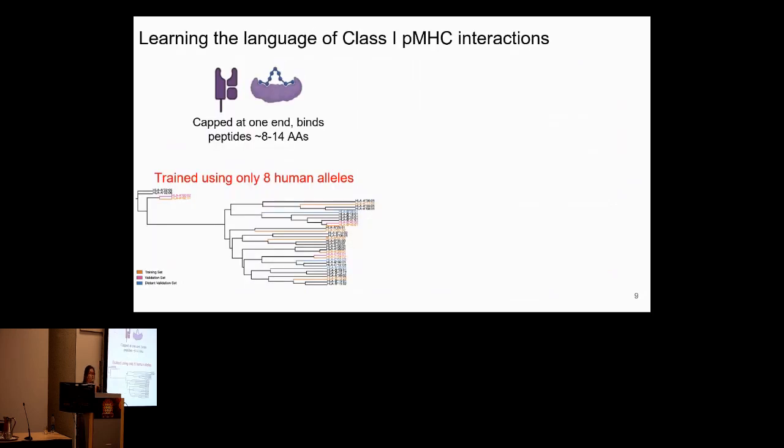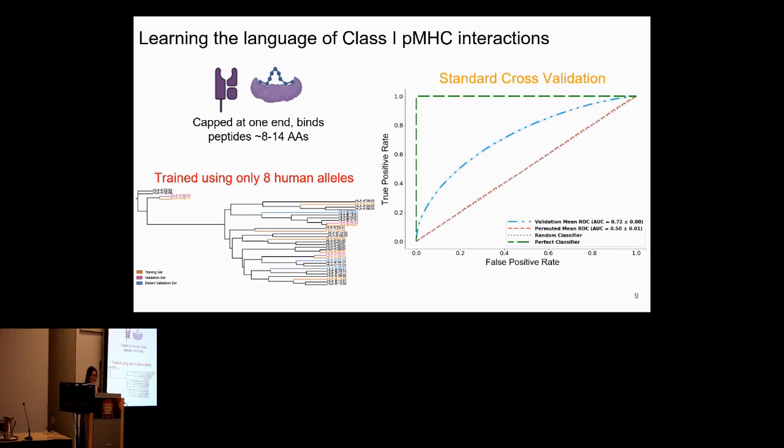So we used immunopeptidome data from MS solution experiments, and we took 36 publicly available data sets and clustered them by their functionality. And so then we took just 8 of those most functionally different HLA alleles to build our training set. We also created a validation set of both proximal and distant HLAs, which you can see are pink and blue in the tree. And then we did a standard cross-validation and plotted the results in an ROC curve.